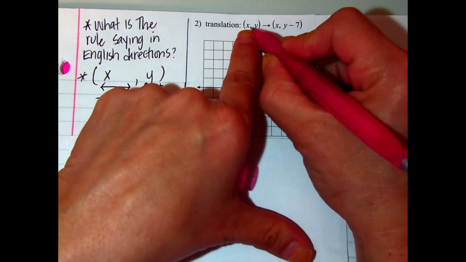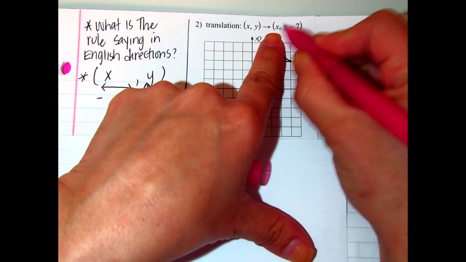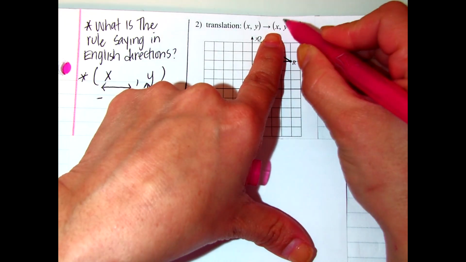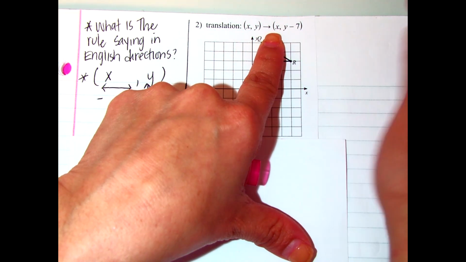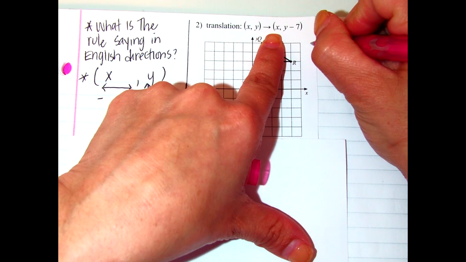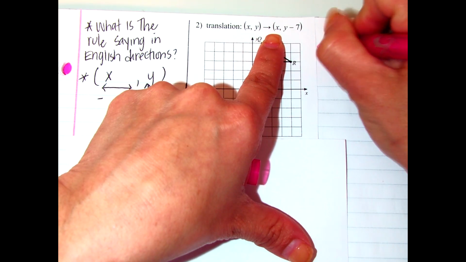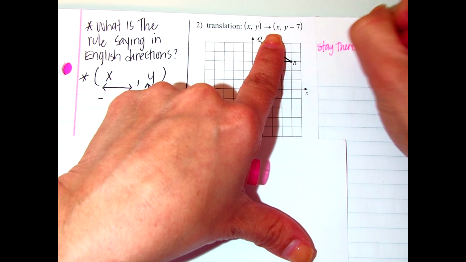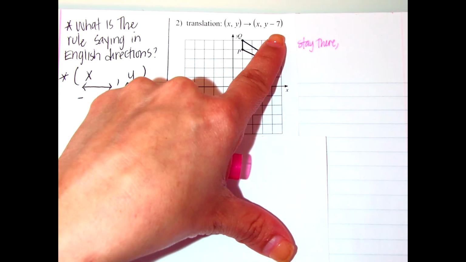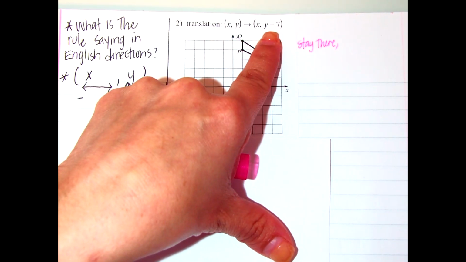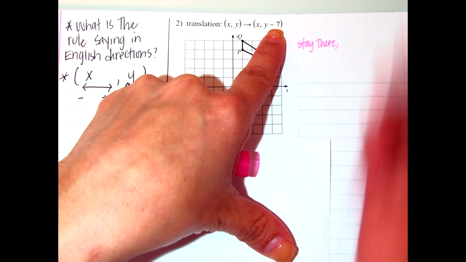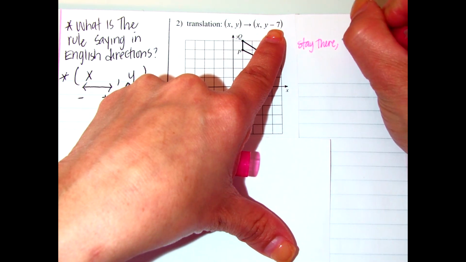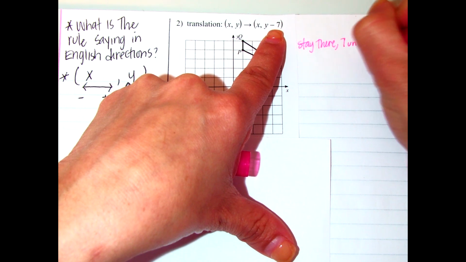So this is telling us that we want to move X, and if you notice, there's no number being added or taken away from it. So that means that we stay there. Okay? So my English directions means that we're going to stay there. And then we have to move either up or down depending on this number that is being added or subtracted from y. It says -7, which means we're going to be going down. So then we're going to go 7 units down.